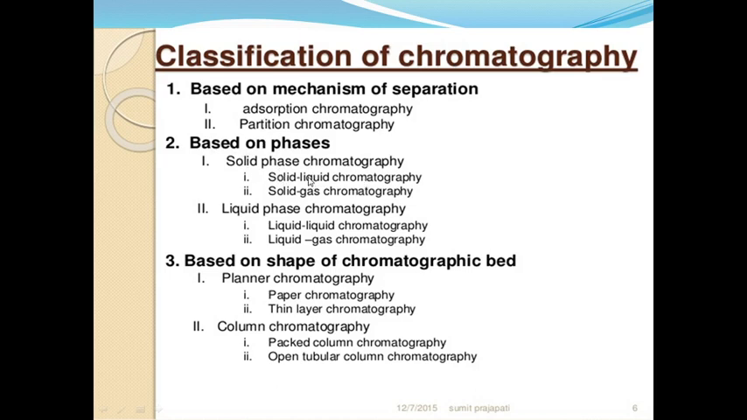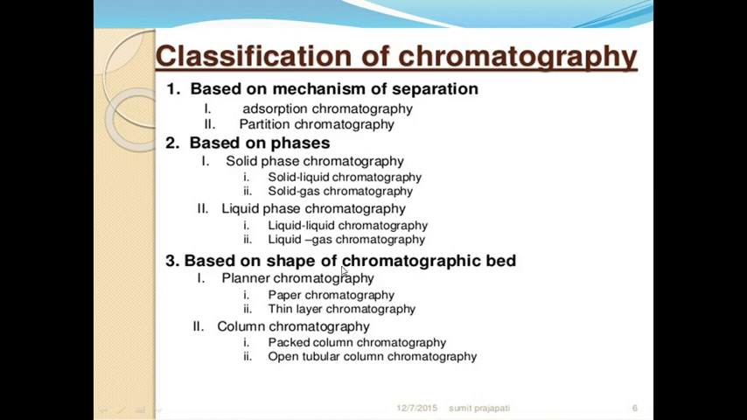Next, based on the phases: in solid phase chromatography, the stationary phase is solid. In solid liquid chromatography, liquid is the mobile phase and solid is the stationary phase. In solid gas chromatography, again solid is the stationary phase and gas is the mobile phase. In liquid phase chromatography, both the stationary phase and the mobile phase are liquid in state. And in liquid gas chromatography, the stationary phase is liquid and the mobile phase is gas.